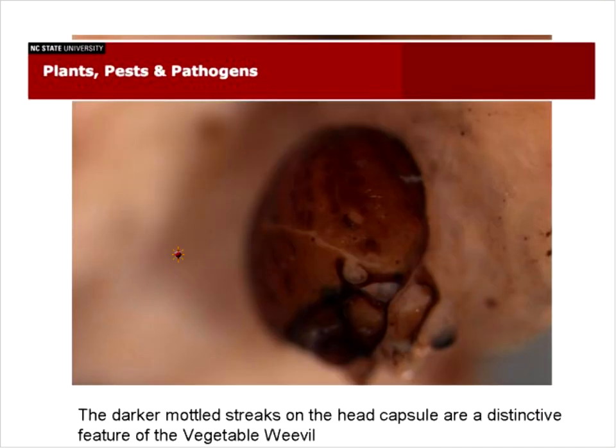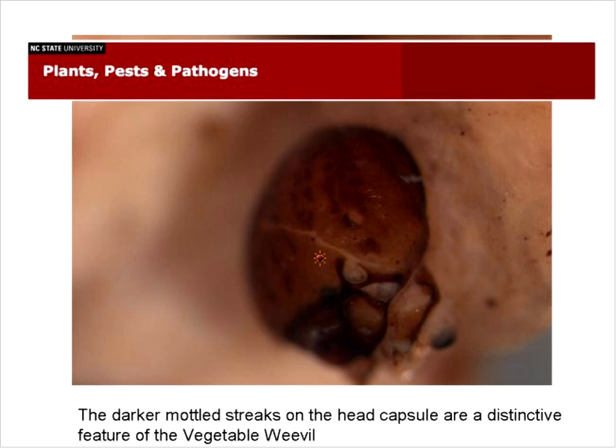Close-up, I'm afraid, is not a very good one, but one of the distinctive features of the vegetable weevil larva is you've got these darker, kind of mottled streaks running lengthwise on a lighter brown head capsule. That's a characteristic that helps to identify the vegetable weevil.